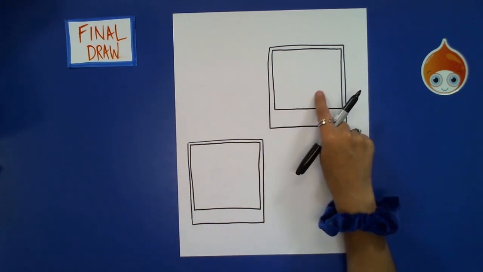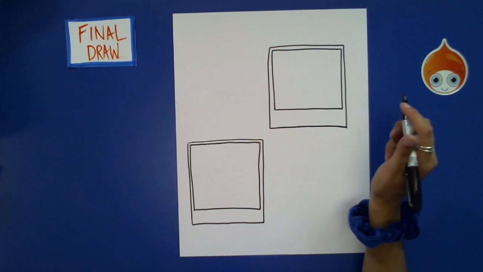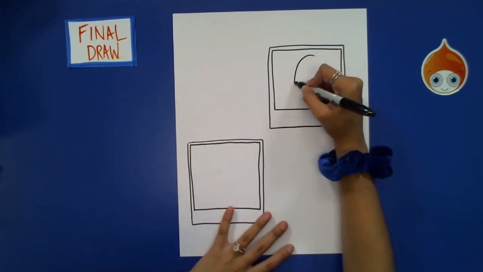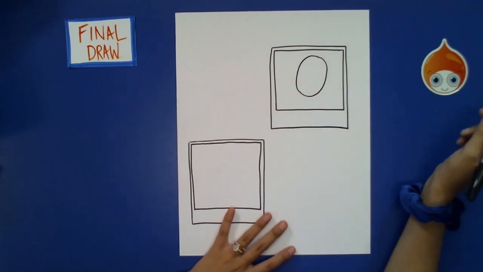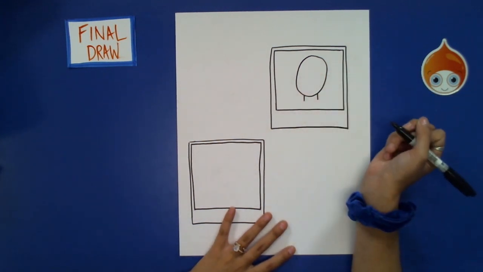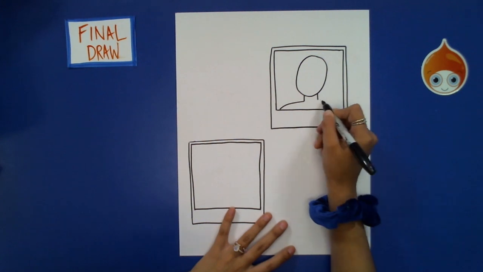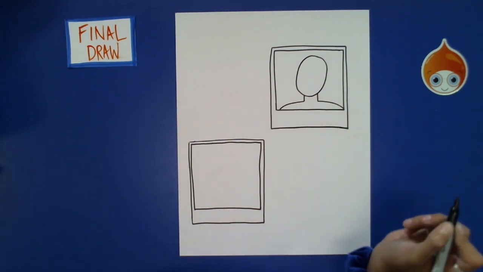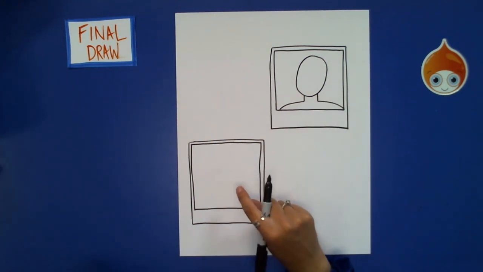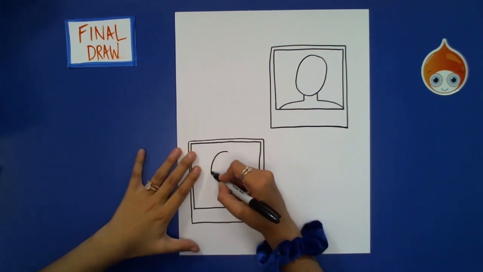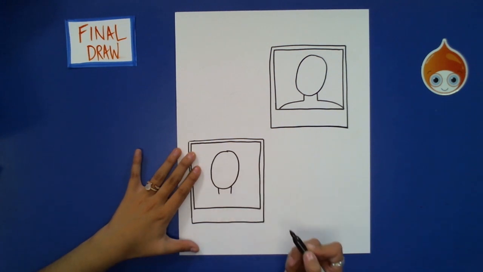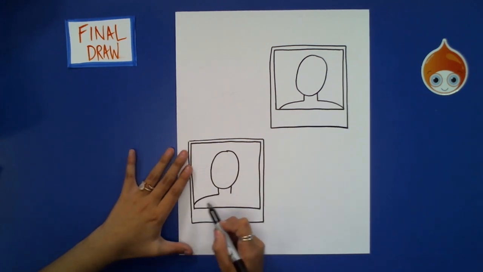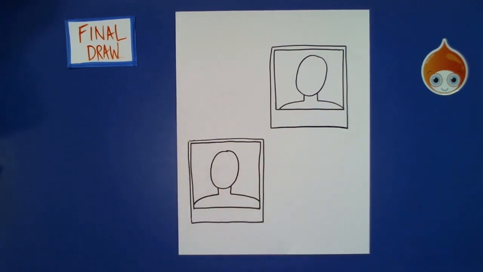Now that we have that, we're going to draw the basic shapes for the portrait of the people that are in the photos. So I'm going to draw a nice big oval for the head on this portrait. Draw 2 lines for the neck and 2 curved lines out for the shoulders. Okay, I'm going to do the same thing on this side. Draw a nice oval for the head, 2 lines for the neck, and 2 lines out for the shoulders.